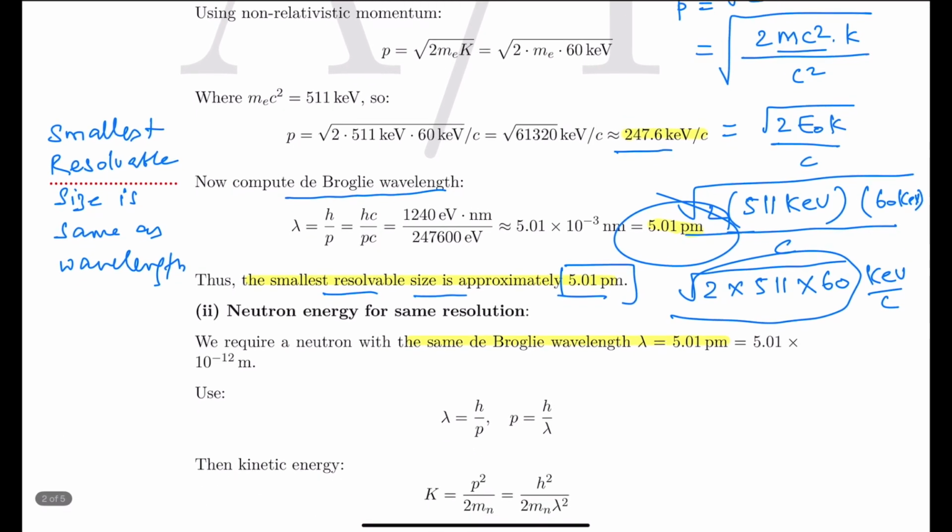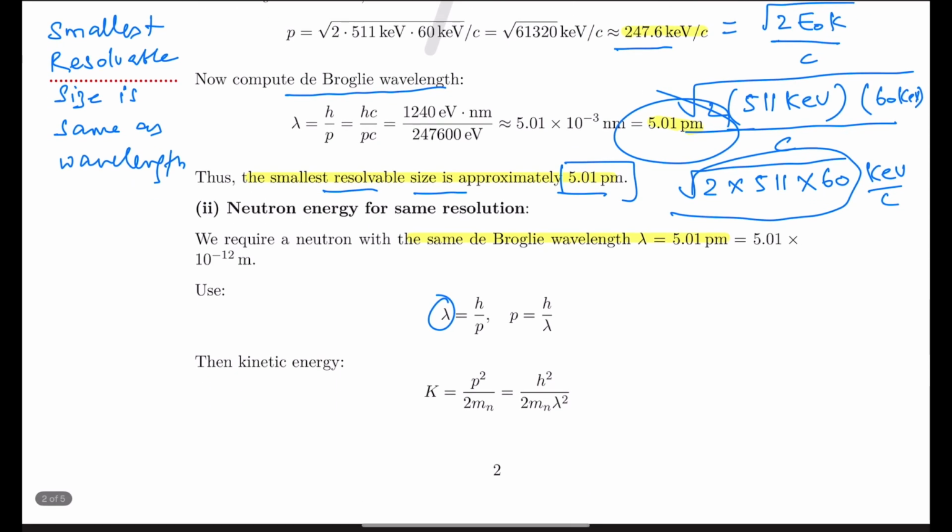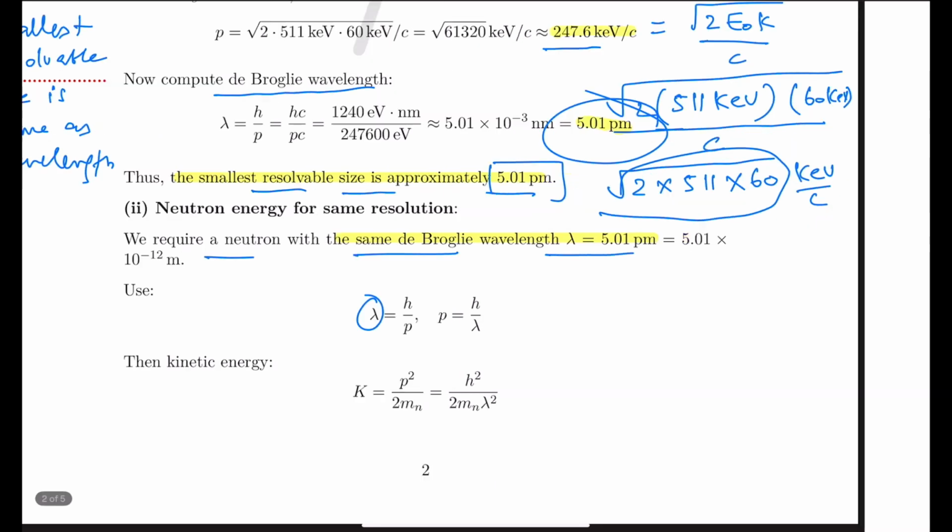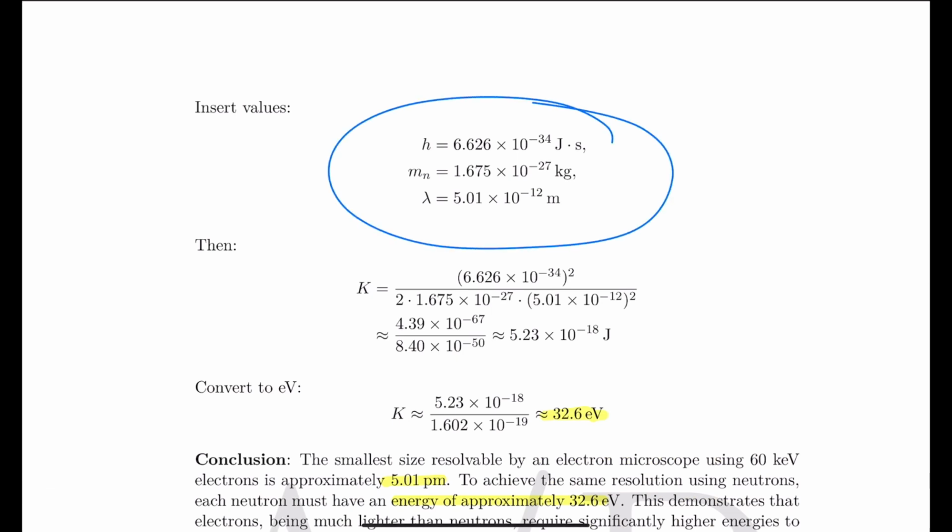Now let us calculate the similar thing for the neutron as well. Suppose the neutron has to resolve an object of the same size, so its lambda has to be the same. Once we get all the required values, we can get the corresponding kinetic energy as well. So we require a neutron with the same de Broglie wavelength, lambda equals 5.01 picometer. Then we find the momentum, and from the momentum we find the kinetic energy. These are the values we use, and this is the corresponding kinetic energy. In electron volt it is 32.6 electron volt.